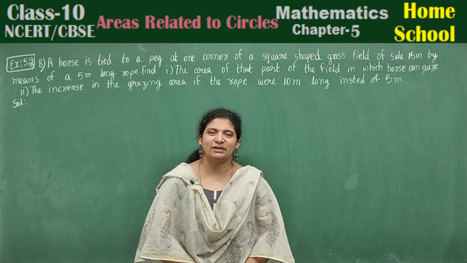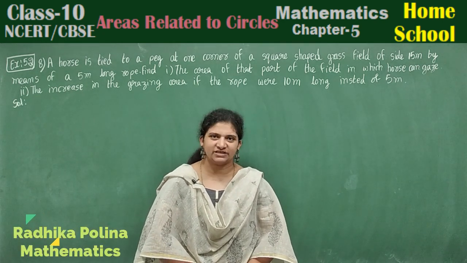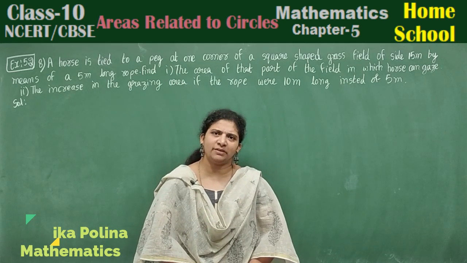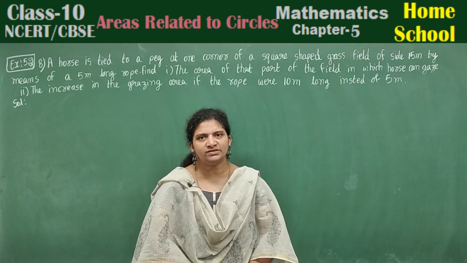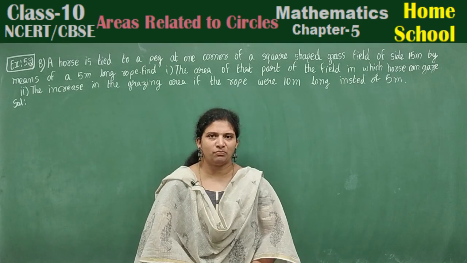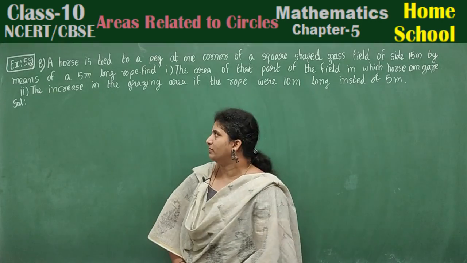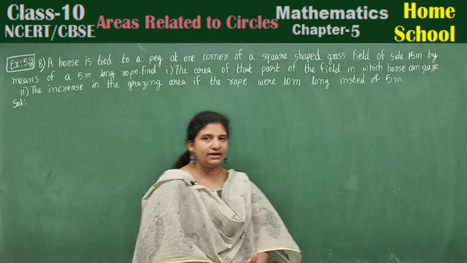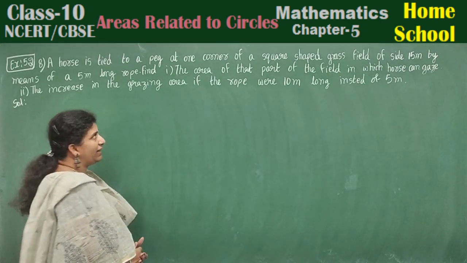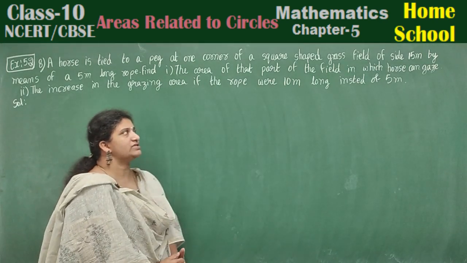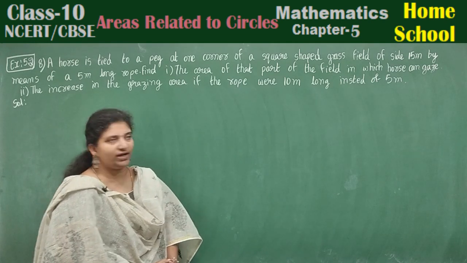This is your Class 10 Mathematics NCERT or CBSE board. We are in our 5th chapter, areas related to circles, and your exercise number 5.2, 8th problem. A horse is tied to a peg at one corner of a square-shaped grass field.